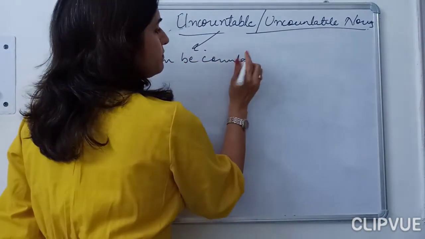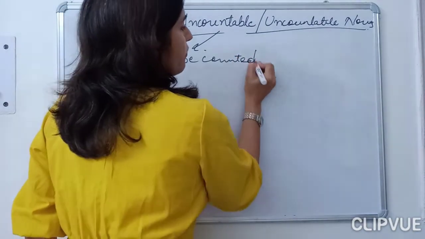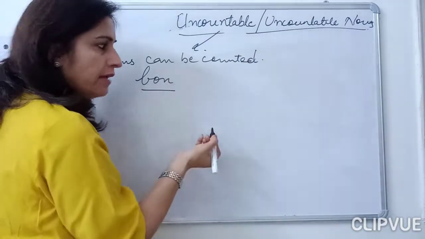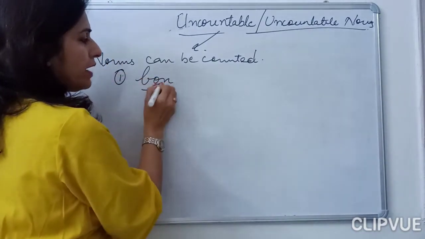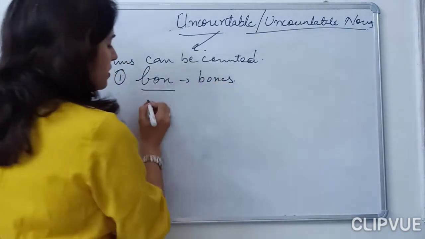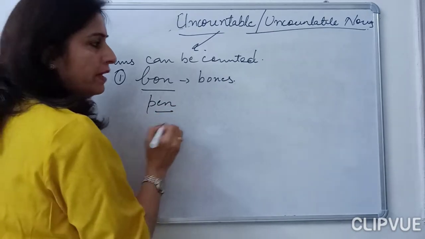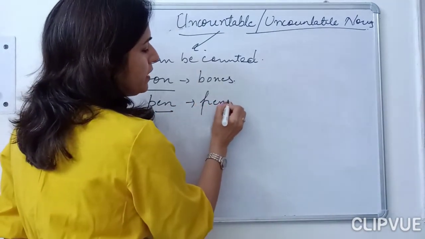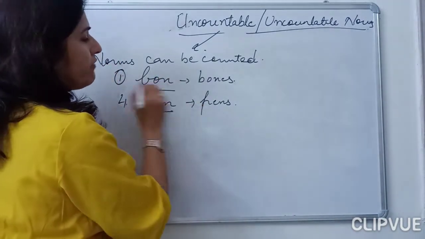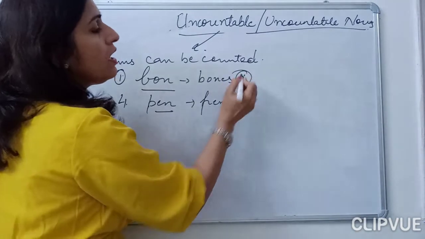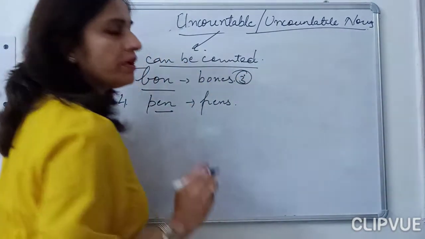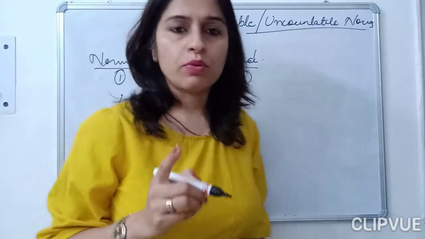For example, I take a box. So it is a noun. It can be counted. If I have one box and if I want many boxes, it will be boxes. Pen, I have one pen. If I want many, it will be pens. So here I can count them. I have 4 pens, I have 1 box, I have 3 boxes. I can count them. So nouns that can be counted are called the countable nouns.